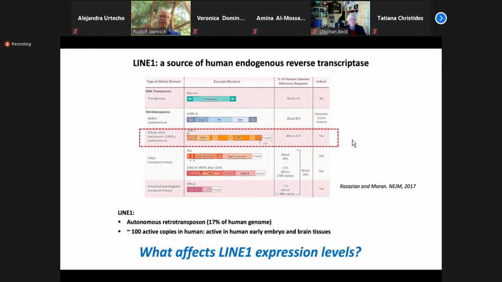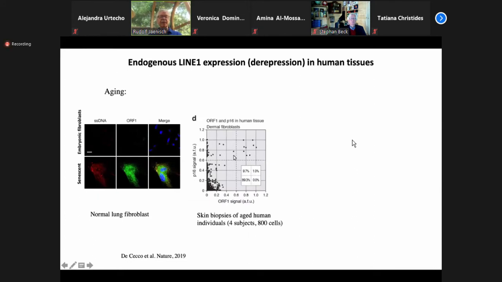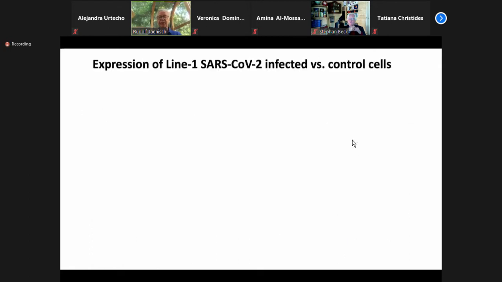So what affects LINE-1 expression? They're normally expressed at a very low level. And it's known aging does. So when you look at, and this comes from a recent paper, they find in aged fibroblasts there's high upregulation of LINE-1 expression. Similar in cancer. In cancer, there is much upregulation of different flavors of LINE-1. And that can lead to activation of oncogenes.